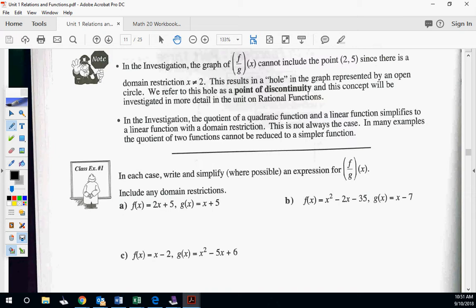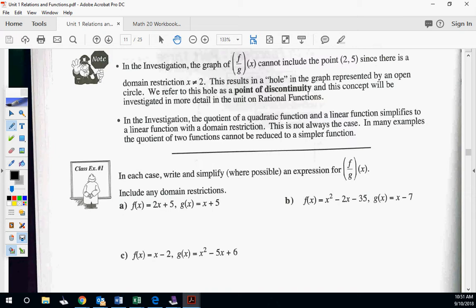This point results in a hole of the graph, and they do call it a hole. That's why it's an open dot. We refer to this hole as a point of discontinuity. So essentially what that means is your graph has a gap, has a spot where it kind of breaks. Okay? And that's why it has a hole in it. So point of discontinuity. Your diploma will use that language. It will say discontinuity. You need to know what that means.